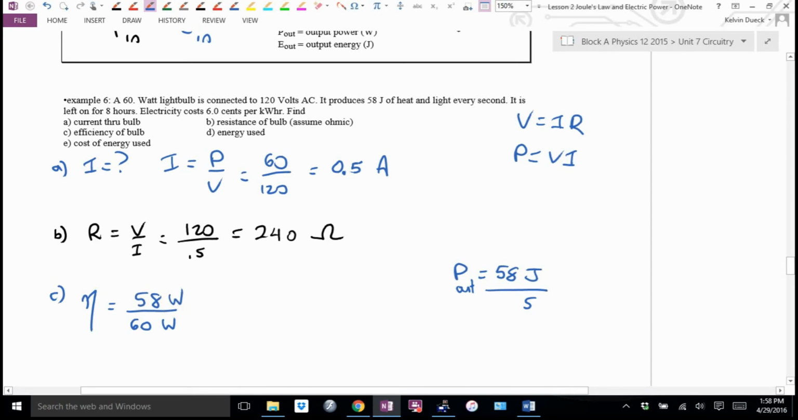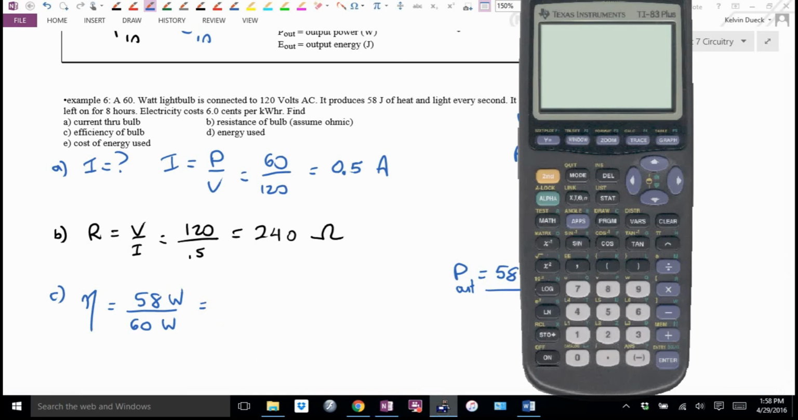So I just wanted to point out I did not go 58 joules divided by watts. I said, oh, it's 58 joules per second. That's a watt. Why is it smaller number divided by bigger number? Because you can't be more than 100% efficient. And I get 96.7%.